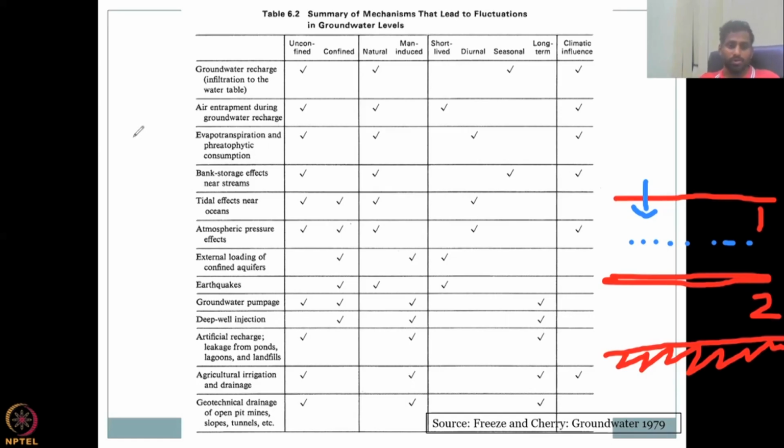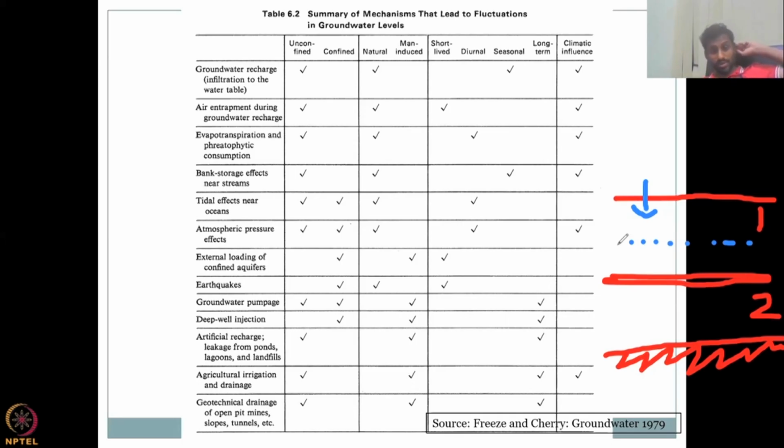The next one is evapotranspiration and phreatophytic consumption. Let's just keep it as plant consumption. It happens in the unconfined layer. Again, we're talking about plants and trees that are accessing water only from this layer. So when they pull the water out, your groundwater table goes up and down. It goes up slightly when the water comes in because of the pull, but most importantly, the water level comes down because more water is being sucked out.